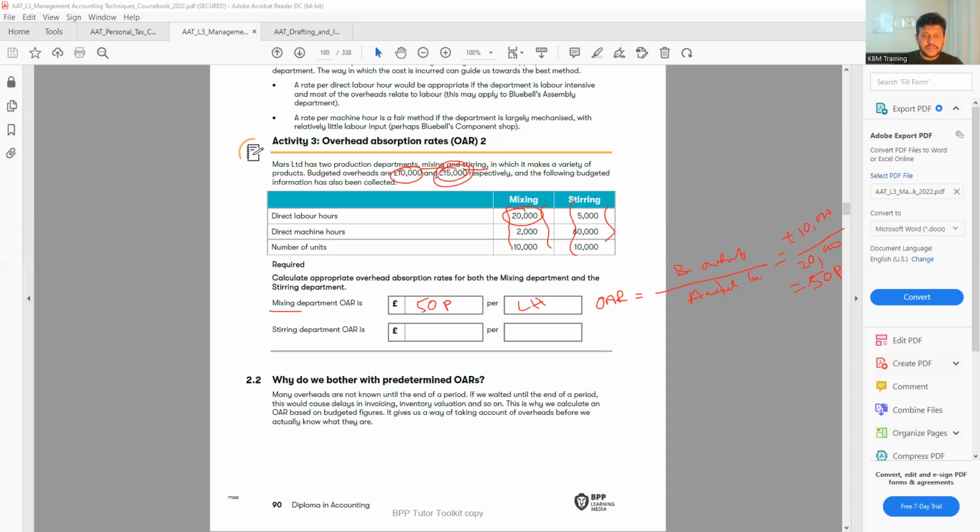String department overhead is 15,000. So we said 15,000 is the budgeted overhead. We have to divide with the activity level. And this time, we're going to use the machine hour because 60,000 is the higher figure, the machine hours we're using for the string department. So it says 60,000. So 15,000 divided by 60,000, it will be 25 pence. So it will be 25 pence per machine hour, because this department depends on the machine.